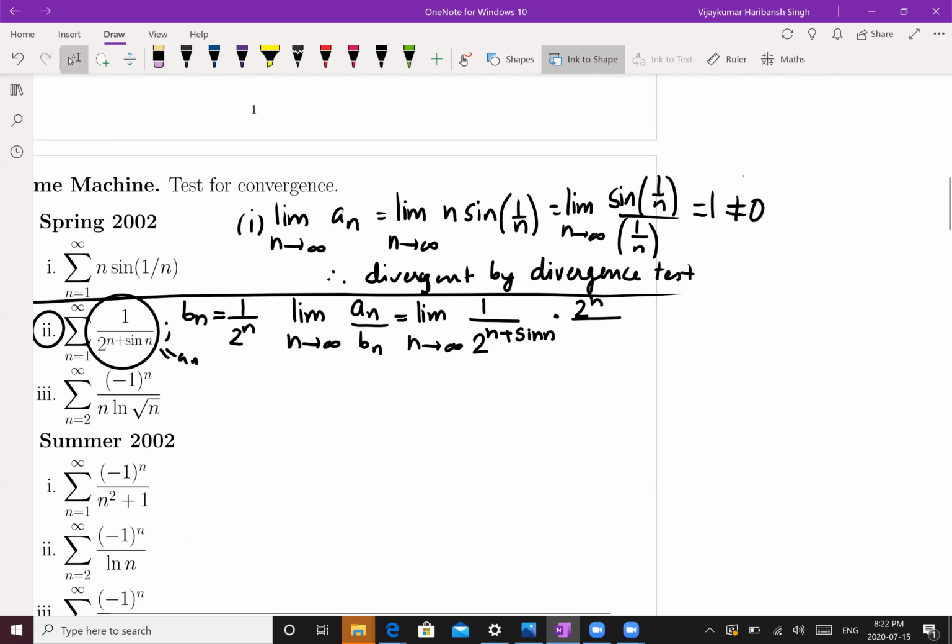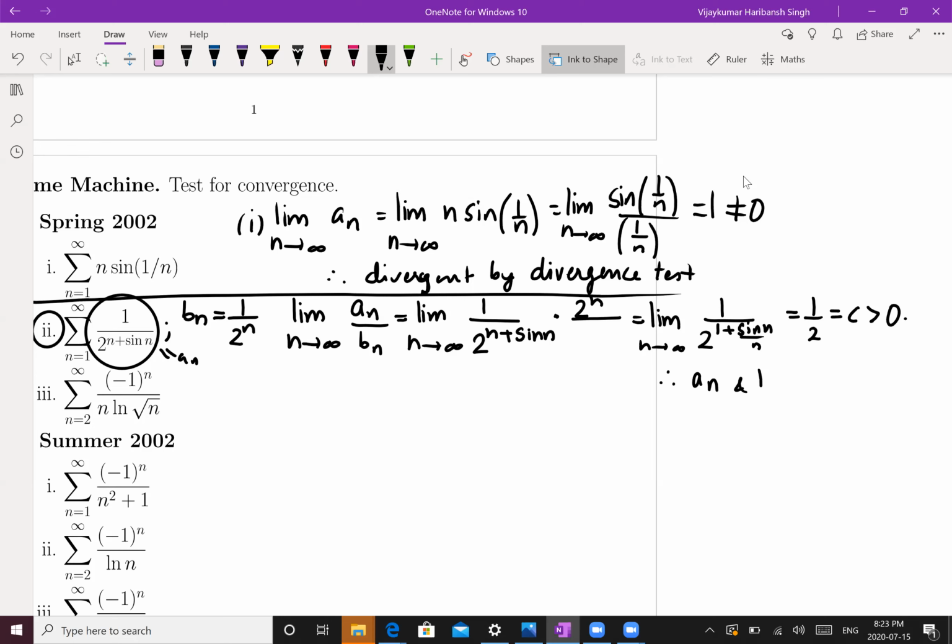So what do we get in this case? When you simplify, this is going to be the limit as n goes to infinity of 1 by 2 to the power 1 plus sine n over n. And as n goes to infinity, sine n over n goes to 0. So this is 1 by 2, which is your c, which is greater than 0. Therefore, an and bn both behave alike, both converge or both diverge.